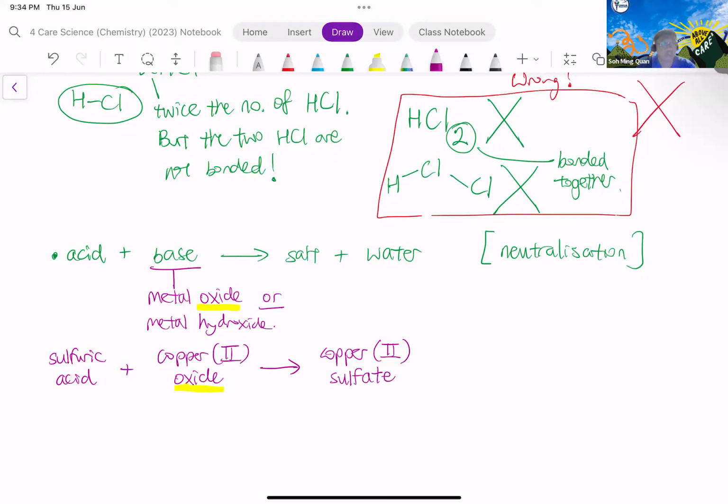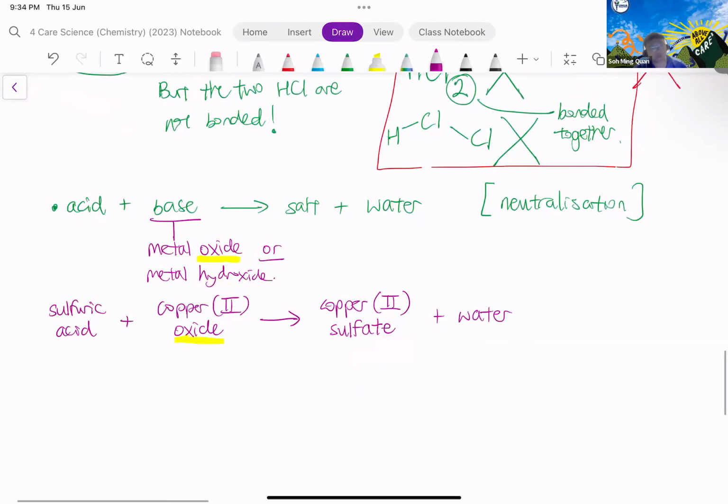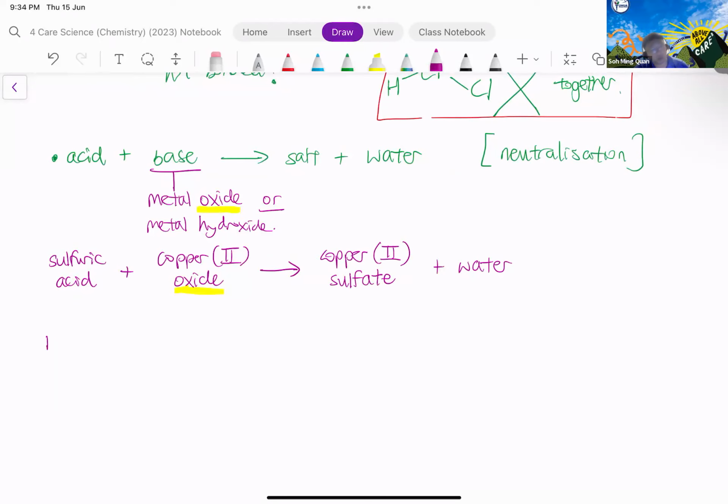Sulfuric acid becomes sulfate plus water. Next is to write the formula. Sulfuric acid, you memorize: H2SO4. Now, copper 2 oxide is the one that you're going to be careful with again.